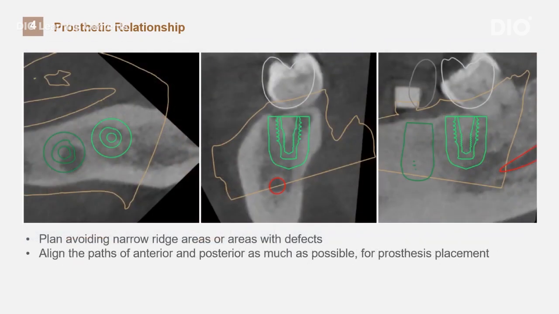It is also advisable to plan the implant after checking the CT images to avoid placing it in a narrow ridge or in areas with bone defects. This is because the success rate is higher if the implant is placed in a location with sufficient bone width. If the implant is planned in a location with a defect, there is high probability of problems occurring, such as deviation from the path or degraded initial stability at the time of the actual procedure. Also, for prosthesis fitness, align the path of anterior and posterior as much as possible.